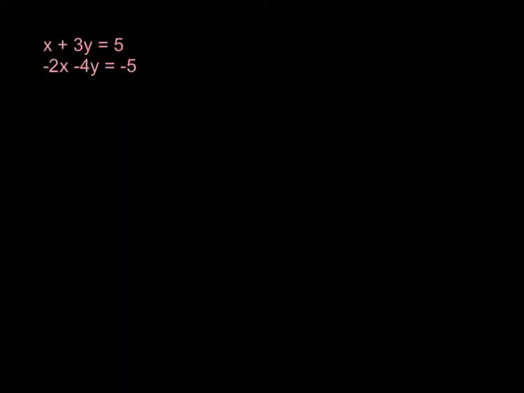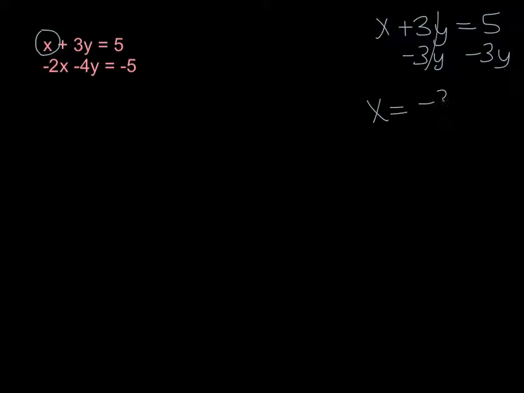Let's do another example. First, I want you to think about what variable are you going to isolate? Which variable is by itself? Well, in my first equation, x is by itself. So I'm going to solve for x. So I want to get x by itself, so I'm going to subtract this y term over. So x equals negative 3y plus 5. So that's step 1.